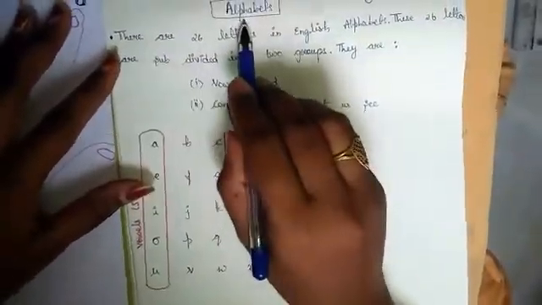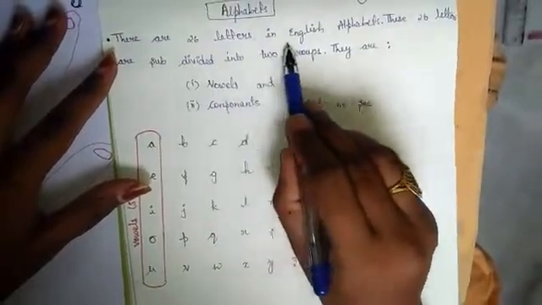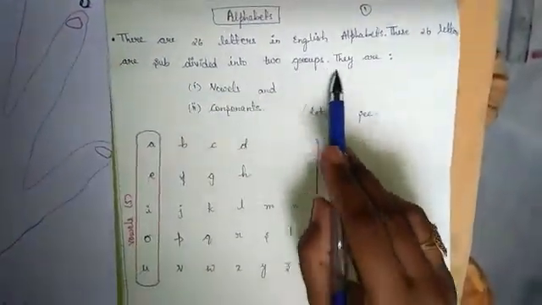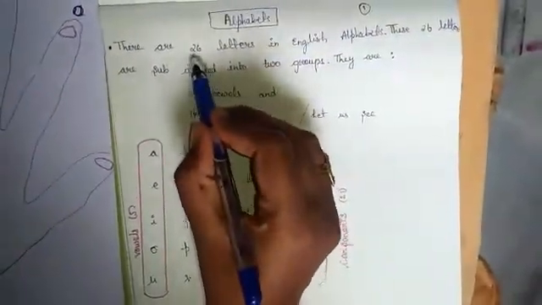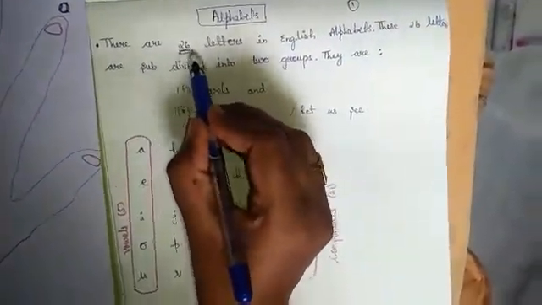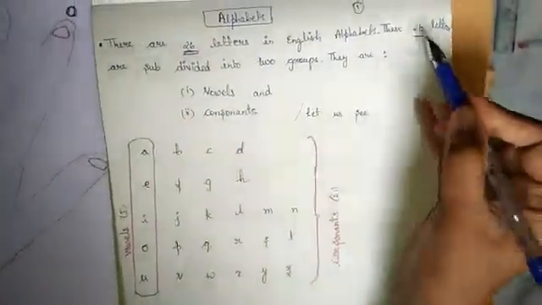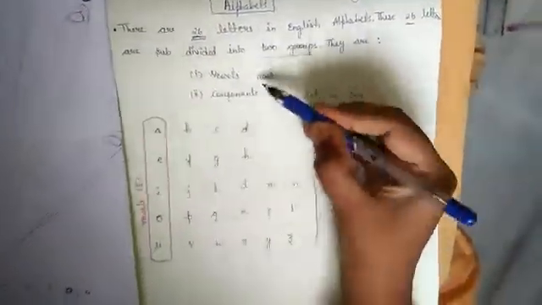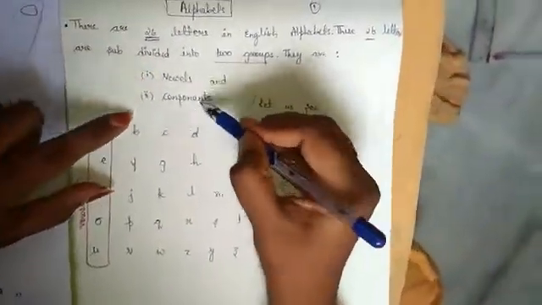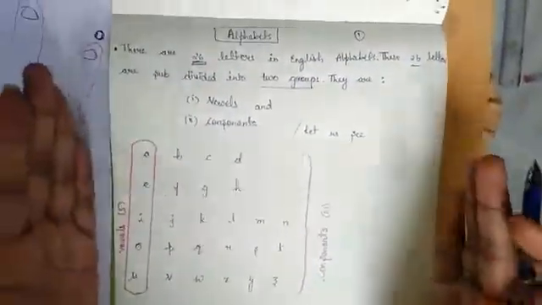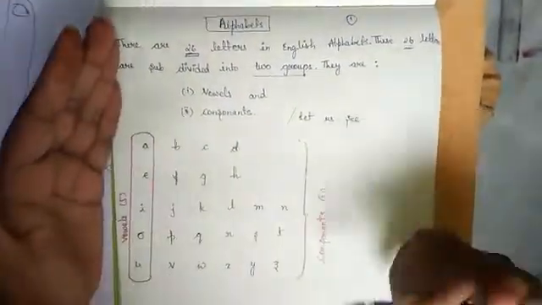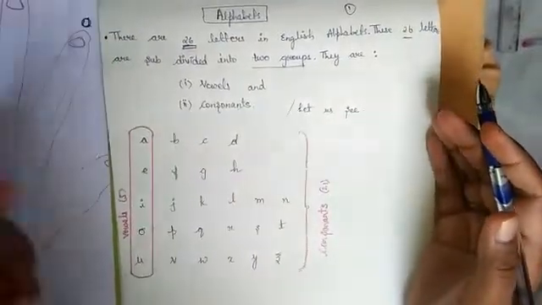So here, alphabets. There are 26 letters in English alphabets. These 26 letters are subdivided into two groups. They are vowels and consonants. So these alphabets are 26 letters, and these 26 letters are divided into two groups. What are those two groups? Vowels and consonants. So you can see clearly how I have arranged this small a to small z in a systematic way.